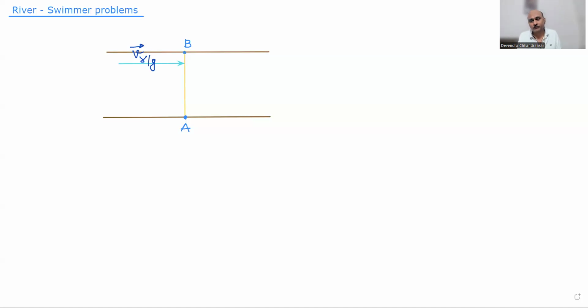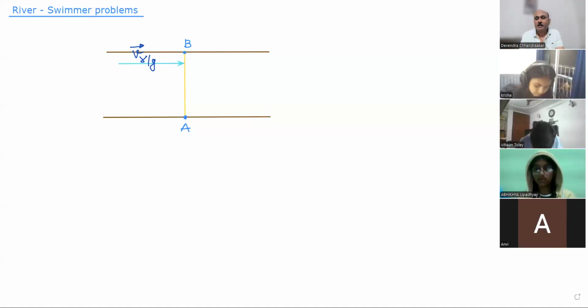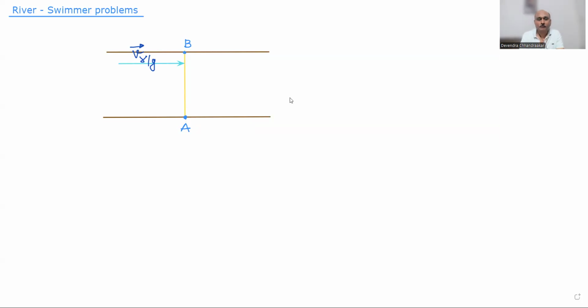My question to all of you is, in which direction should the man swim? Towards the left of AB or towards the right of line AB to reach point B? I'll repeat. On which side of line AB should the man start swimming so that he reaches point B? Sir, left.